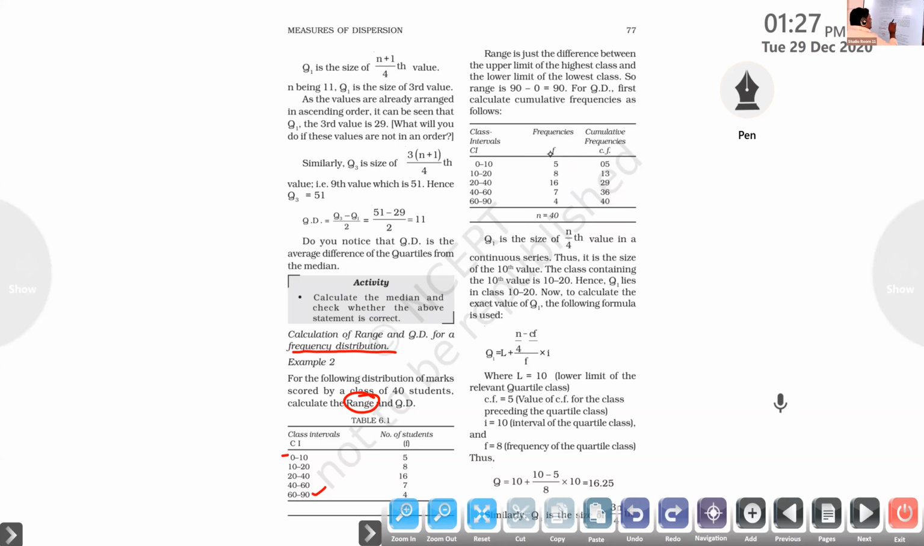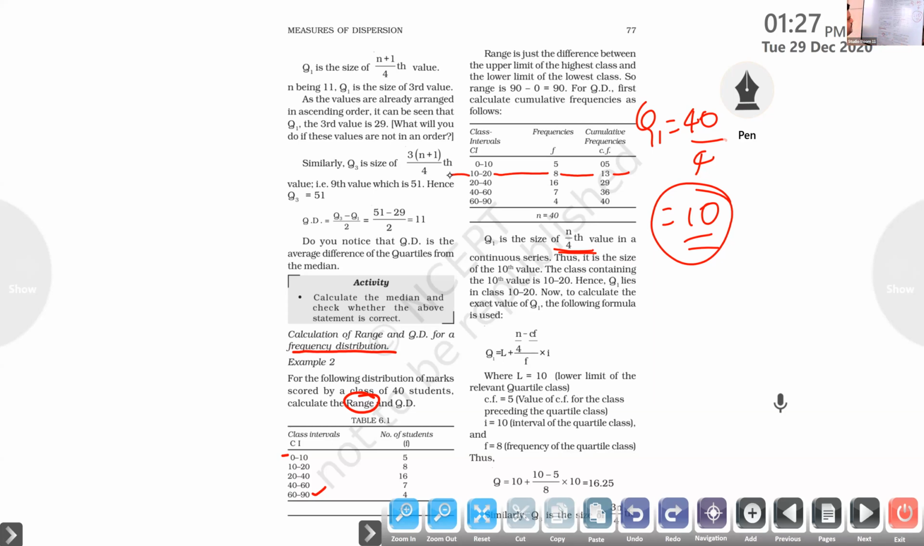So Q1 is the size of the N by 4th value, not N plus 1 divided by 4. Here it is N by 4 only. So Q1 is N, 40, divided by 4, so we got 10. Clear? The class containing the 10th value is the quartile class. Where is it? In the cumulative frequency 13, since 10 is here. So this class is called the quartile class.